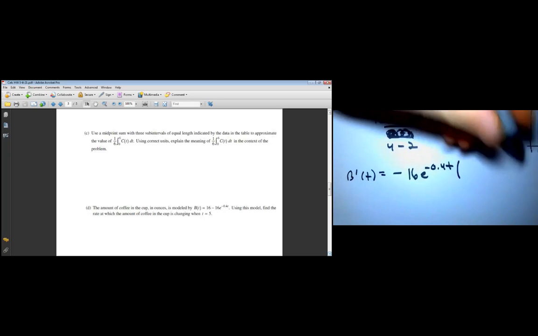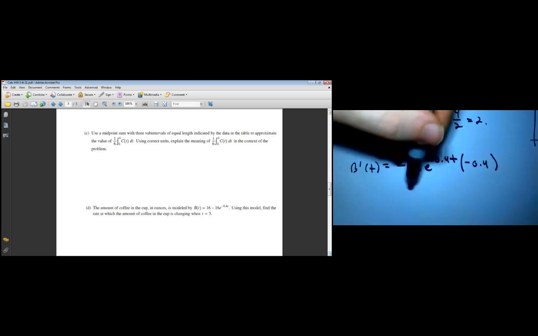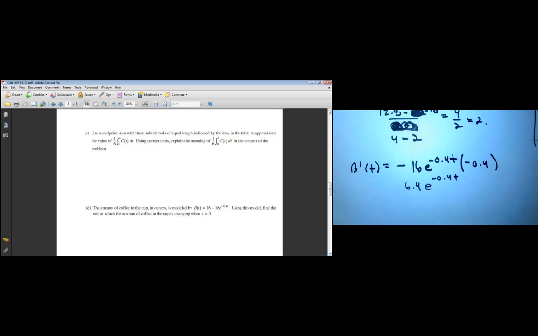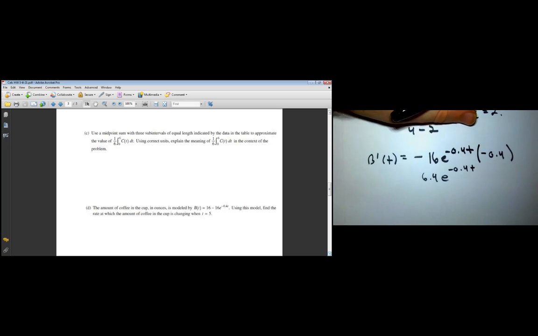The derivative involving e to the stuff is e to the stuff. So let's just rewrite the problem, times stuff prime. Stuff prime would be negative 0.4. And then if we tried to clean that up, a negative times a negative is a positive. And then what is 0.4 times 16? That would be 6.4 e to the negative 0.4t. So that's B prime of t.